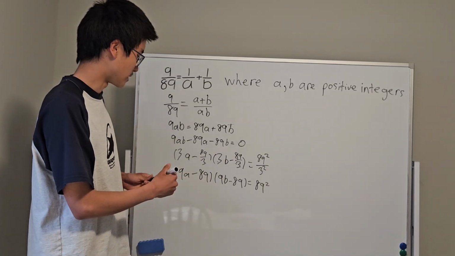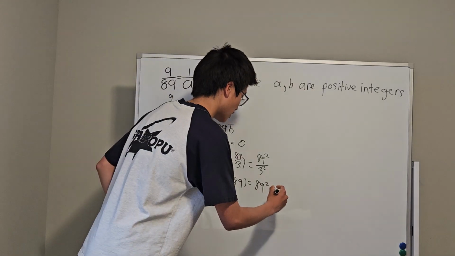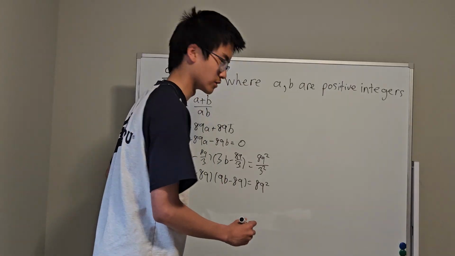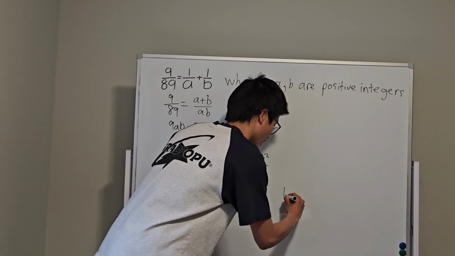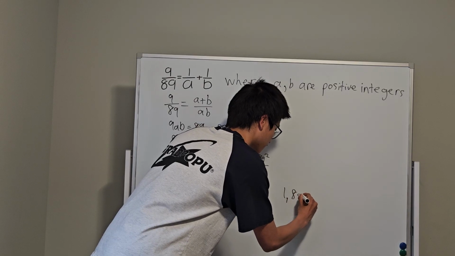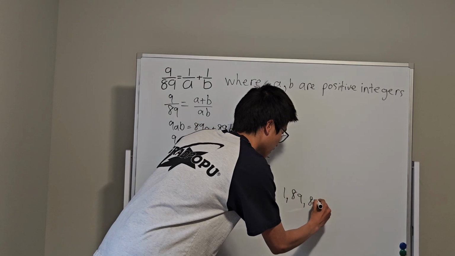So what are the positive divisors of 89 squared? Because 89 is prime, this is convenient. The positive divisors are 1, 89, and 89 squared.